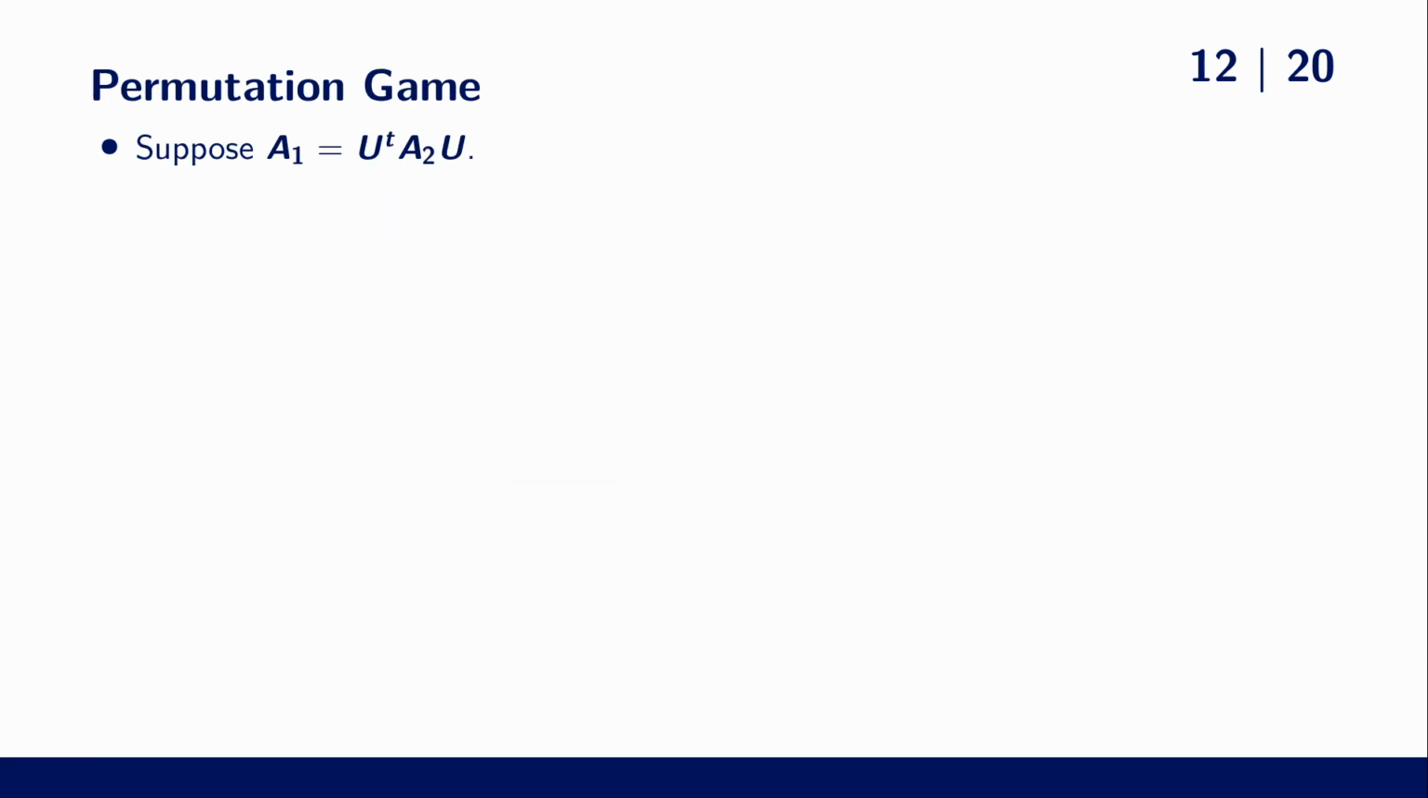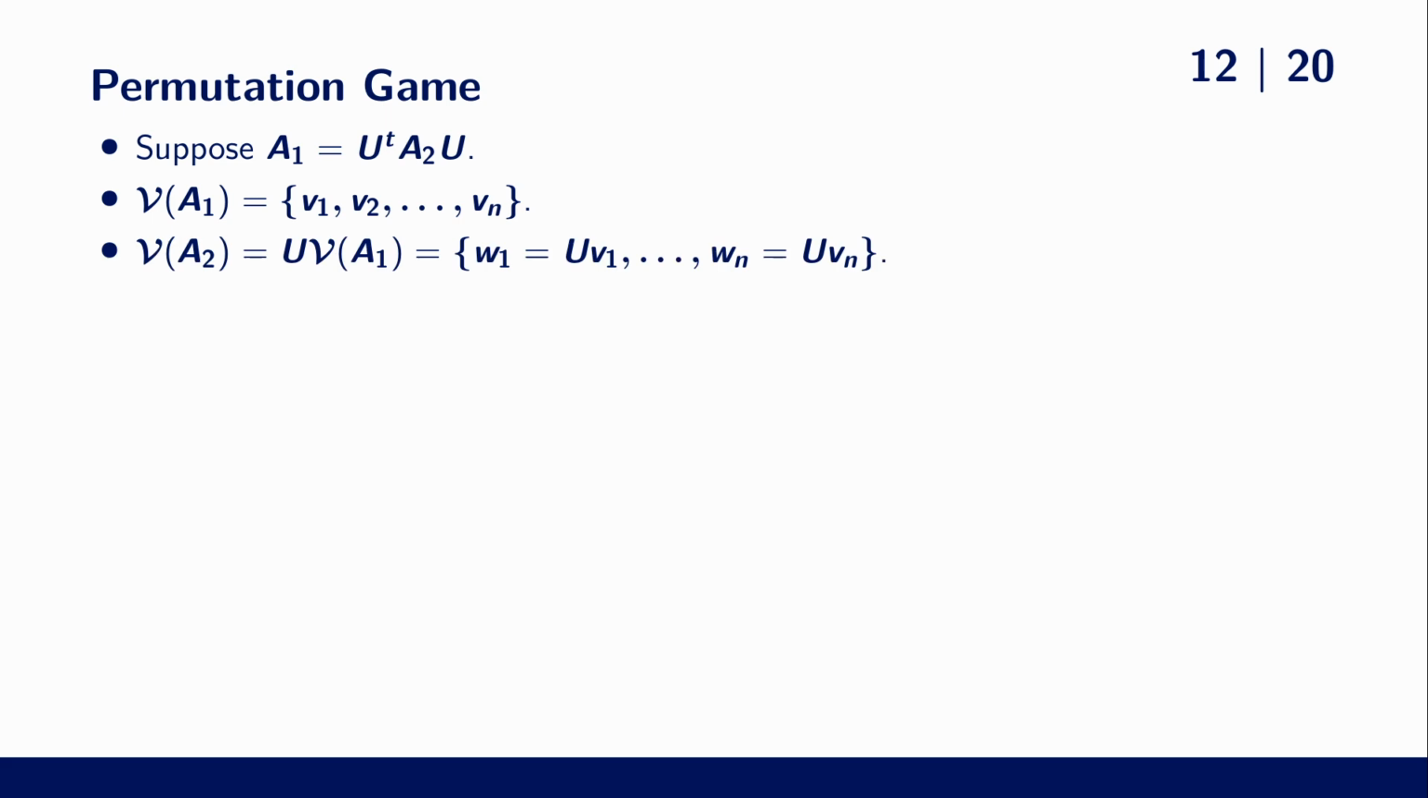So we zoom in a bit more. So suppose A1 is equal to U transpose A2 U, like before. And we have this vector set of A1. And we have the vector set of A2, which is just U times the one of A1. And suppose it's nicely ordered like this. So it's exactly equal to, the first element is U v1 and the last element is U vn.